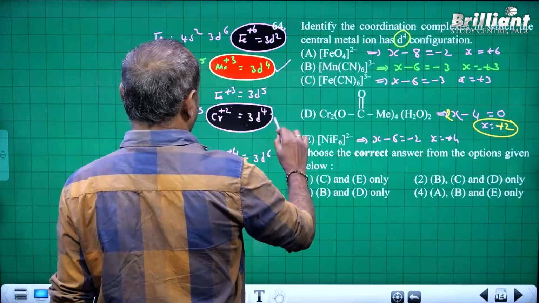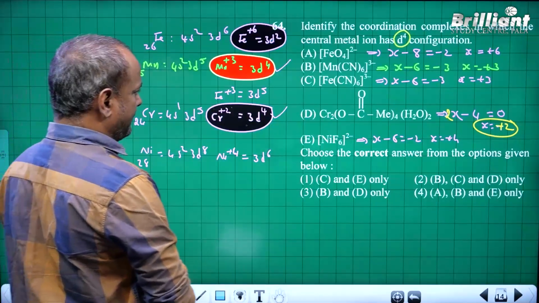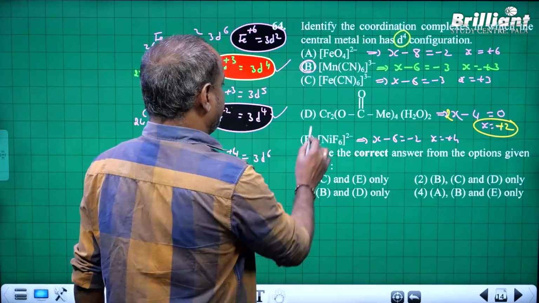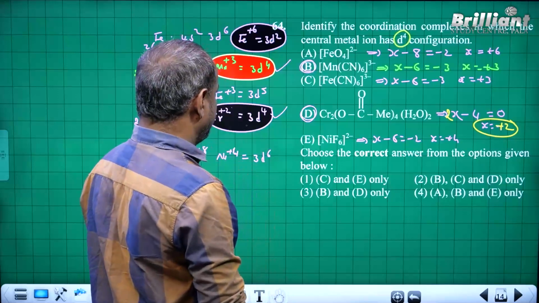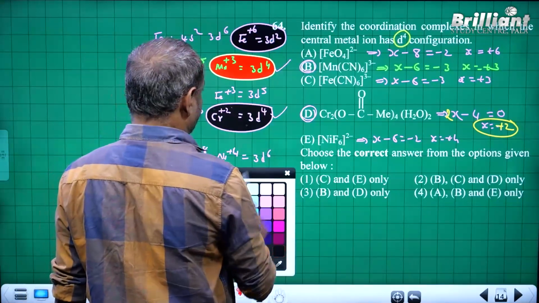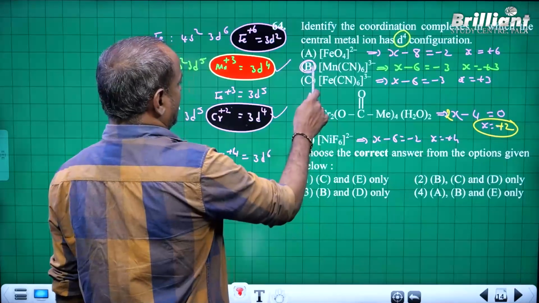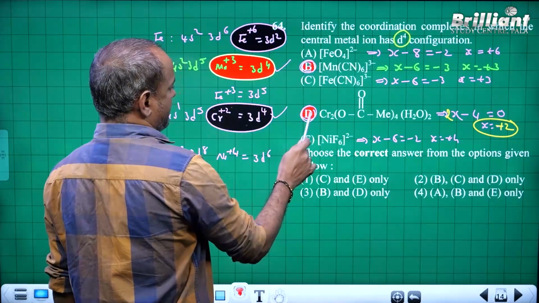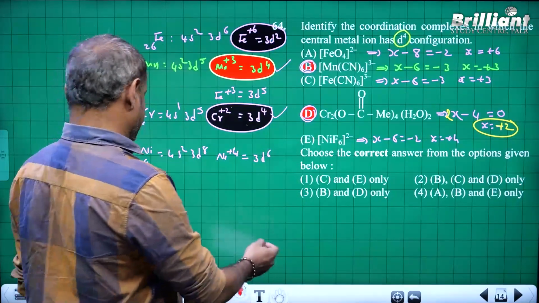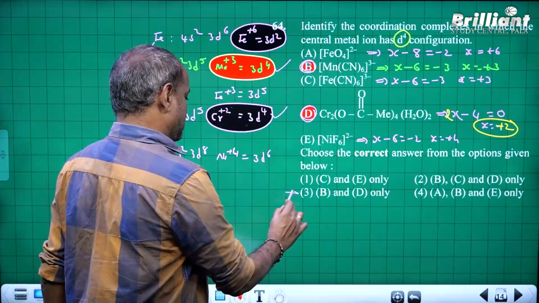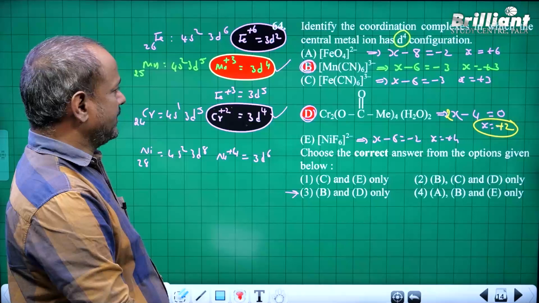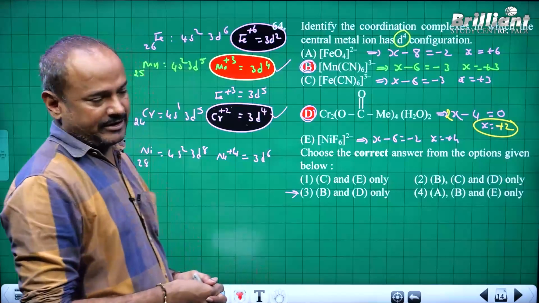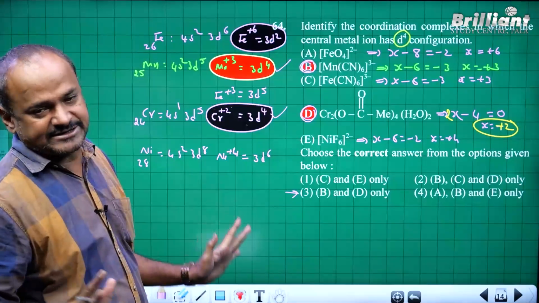So 3d4, 3d4. Manganese and chromium, that is B and D. So B and D are having 3d4. Option 3. Okay. So just for redox type, find out the configuration of the element d, not unpaired, not the effect of ligands.